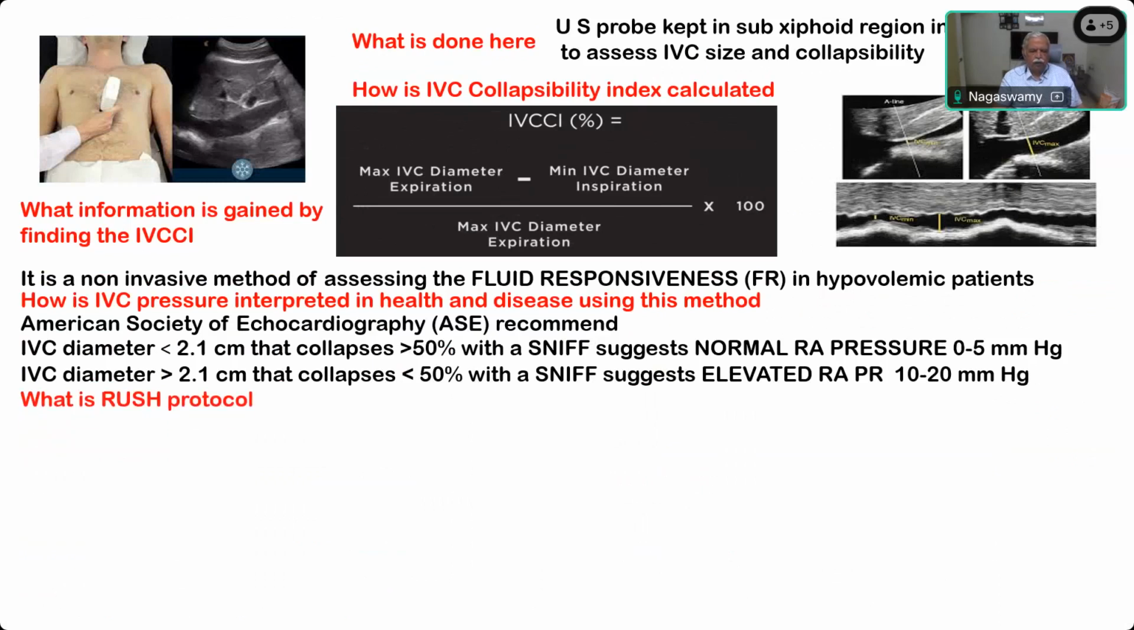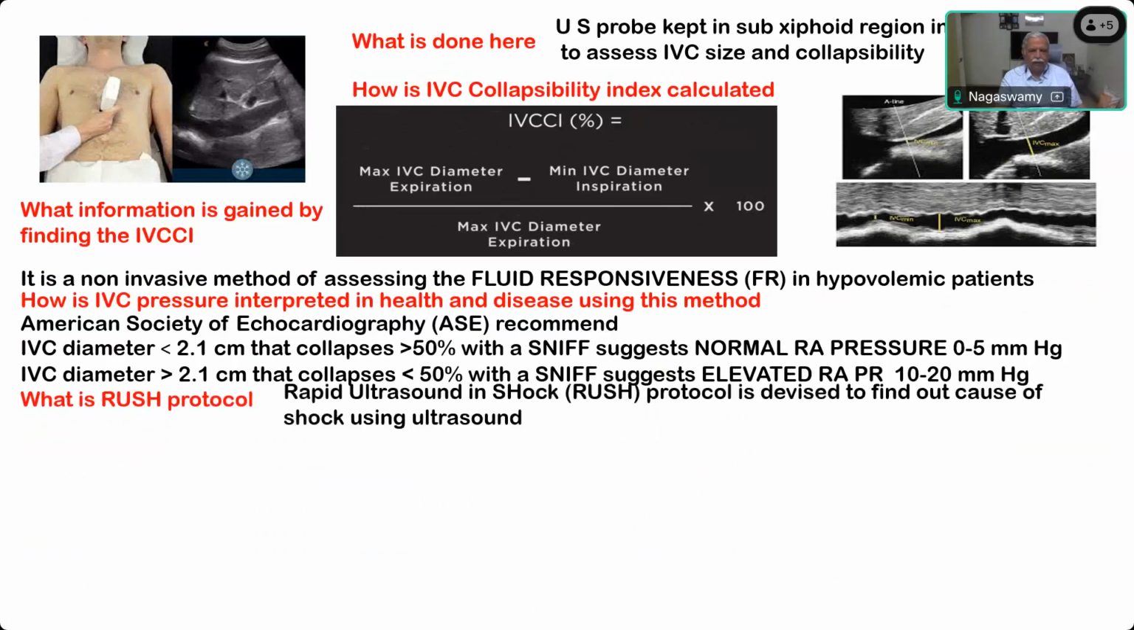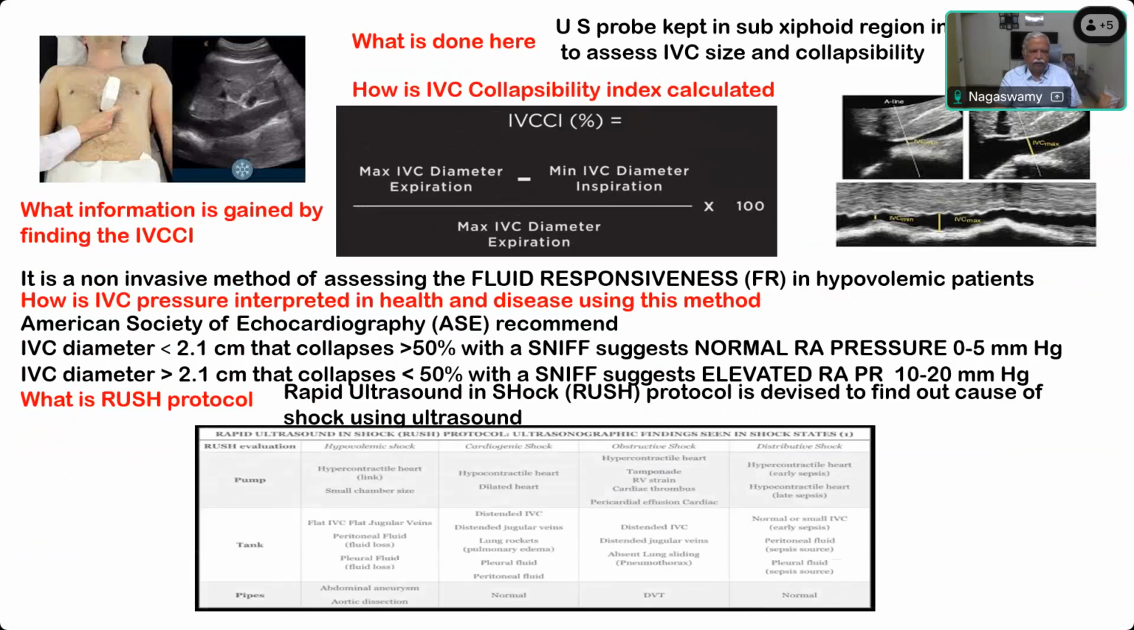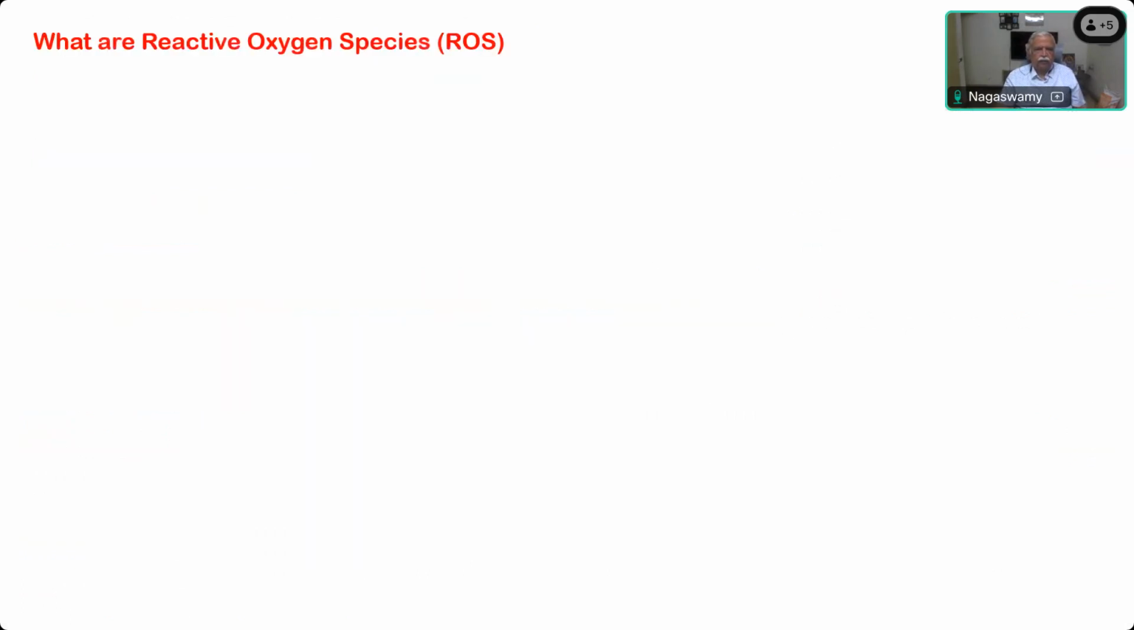What is the RUSH protocol? Rapid Ultrasound in Shock is the name for the RUSH protocol, devised to find out the cause of shock using ultrasound. It can be classified into pump failure, tank failure, and pipes failure. Hypovolemic shock, cardiogenic shock, obstructive, and distributive. All 4 types of shock can be diagnosed using ultrasound. That is what is called the RUSH protocol.